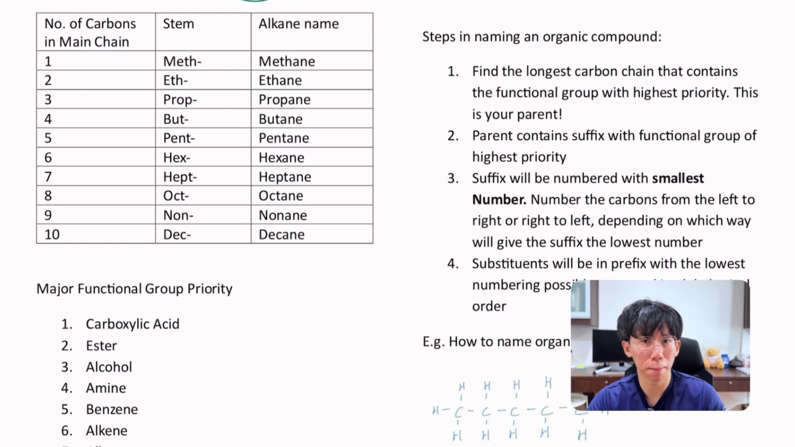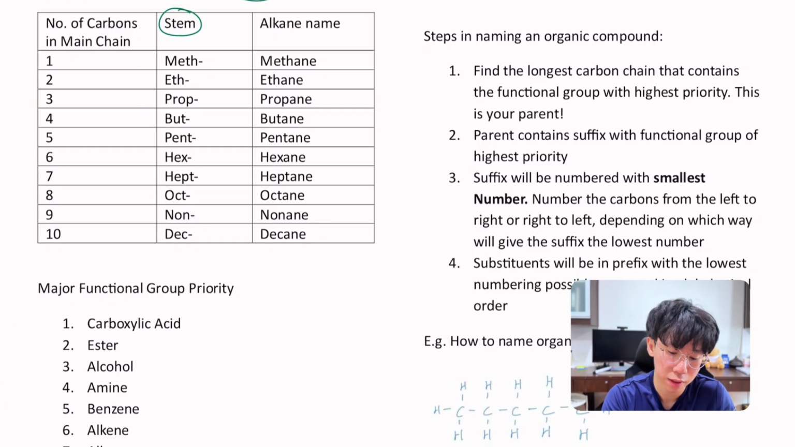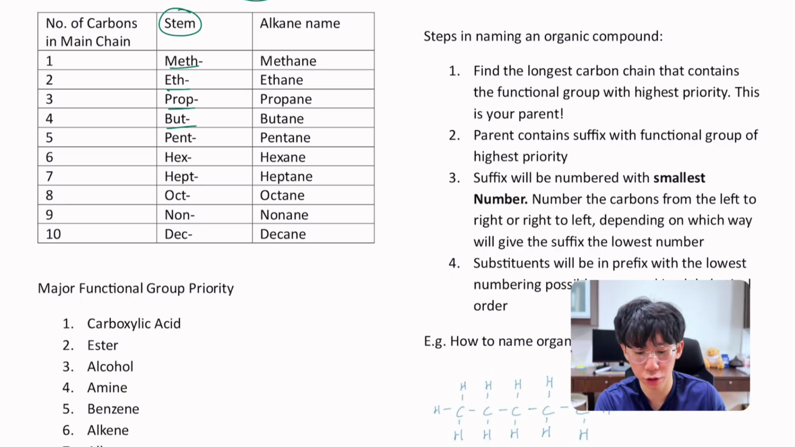Typically, I like to start with the parent first. From the parent, you will look at the stem. So meth, eth, prop, but, which is the example we went through, pent, hex, hept, oct, non, dec. You have to memorize up to 10 carbons in the main chain. From here, you can tell how many carbons are in the main chain, and this will usually form the building block of your drawing of an organic compound.